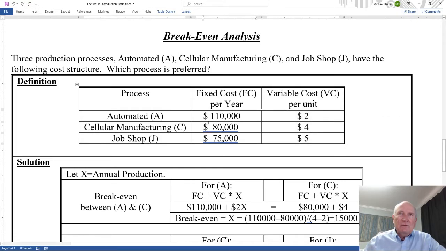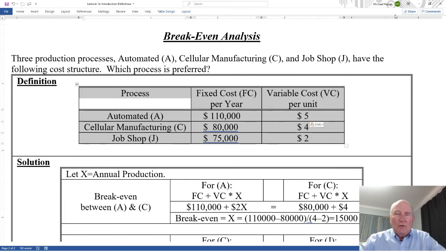So this system does define a break-even problem. For example, what if we took this 2 and put it down here, and took this 5 and put it up here? Now the fixed cost decreases and the variable cost decreases. Is this a break-even problem? No. Okay, then which one is always the lowest cost?